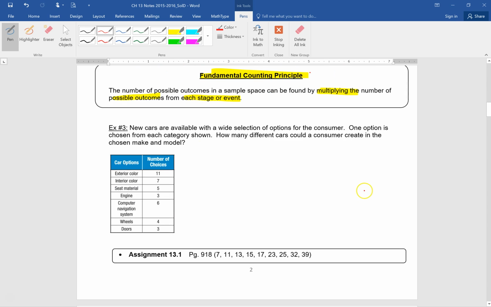Now look at this example. New cars are available with a wide selection of options. You have to choose one option from each of these choices.